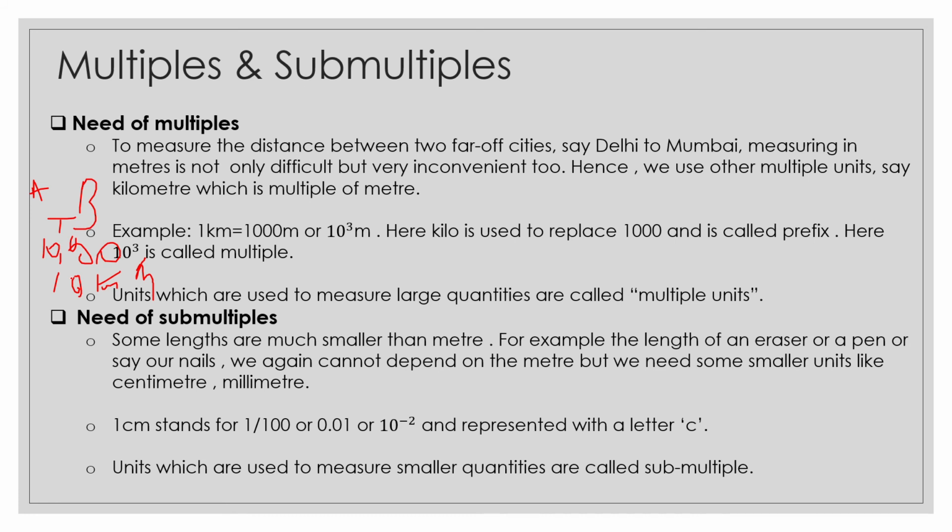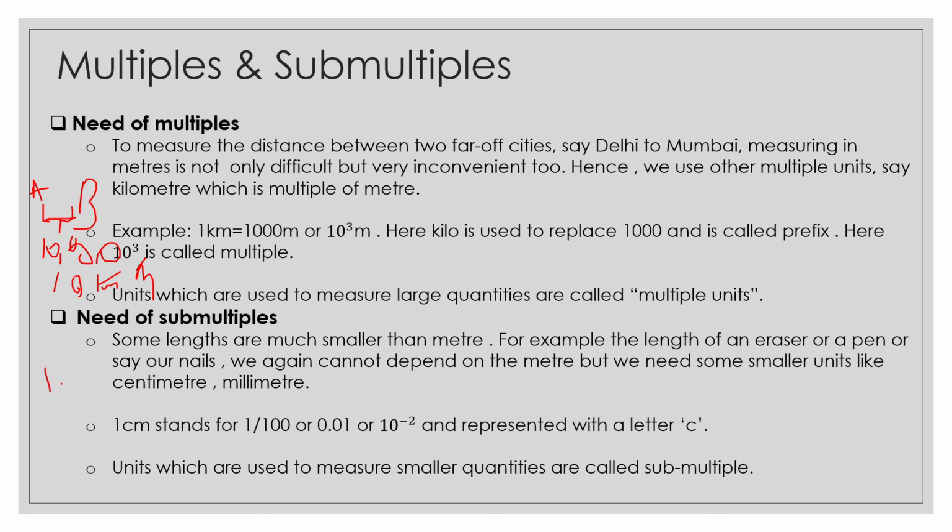So the easier form is to convert it into multiples. Units which are used to measure large quantities are called multiple units. I gave you an example, right? City A to city B. Need of submultiples. Some lengths are much smaller than a meter, for example the length of an eraser or a pen or say our nails. We again cannot depend on the meter, but we need smaller units like centimeter, millimeter.